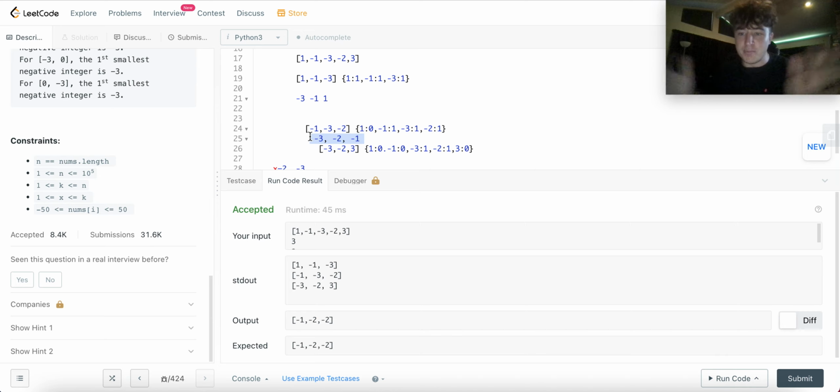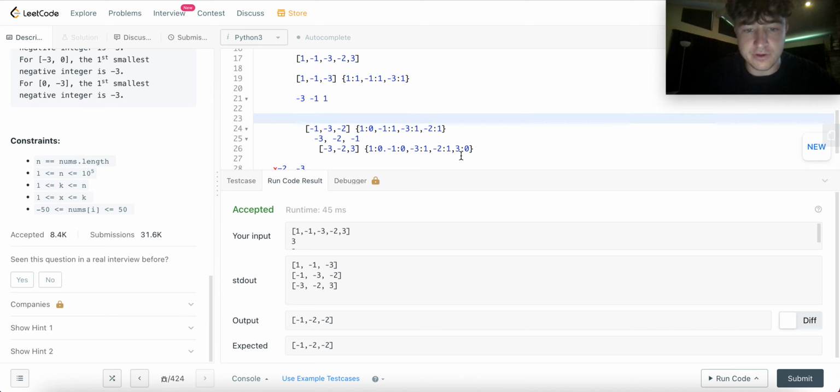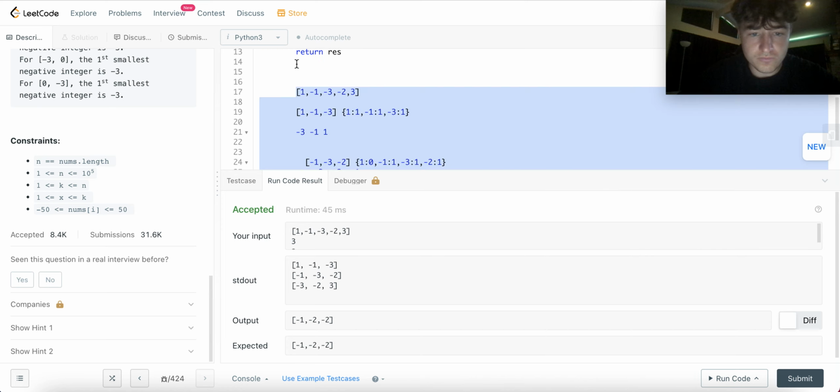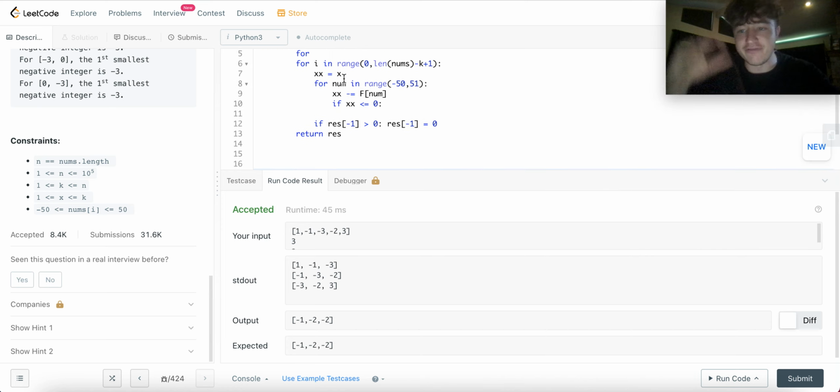So basically, I get a bucket, right? I get a frequency of everything that exists within the range. And then I start at the bottom of the range and go all the way to the top of the range and collect the numbers. So I can linearly sort this thing, okay? And I only have to go from -50 to 50. So that's constant time, right? Regardless of the size of the array, since nums is constrained from -50 to 50, I only have to check from -50 to 50 at each operation.